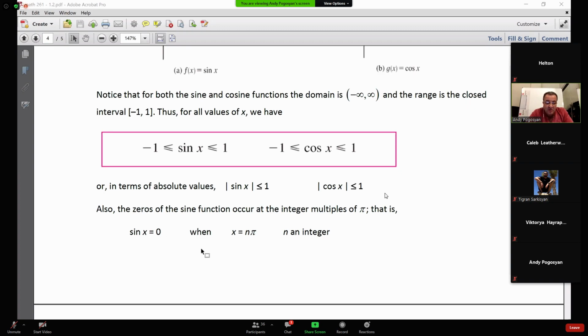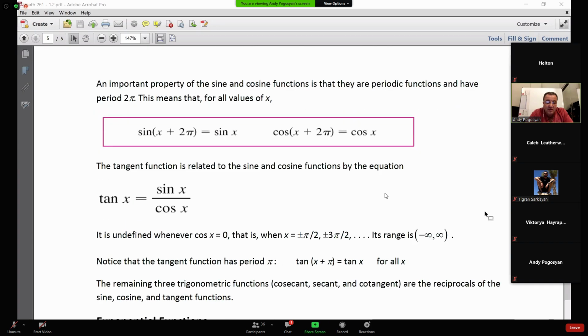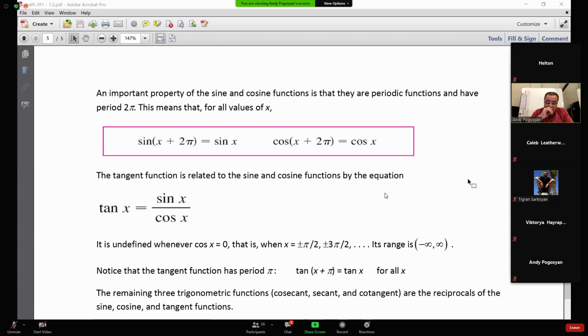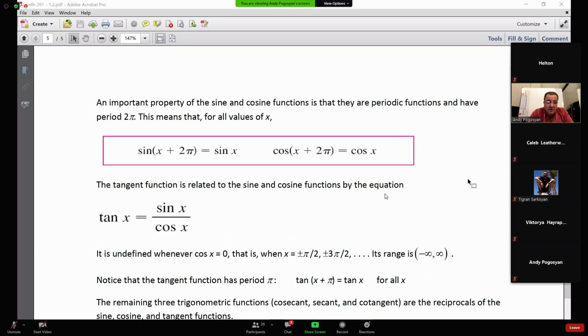So sine x equals 0 for all values x equals n pi, n an integer. Cosine x becomes 0 for pi over 2, 3 pi over 2, so plus or minus pi over 2, plus or minus 3 pi over 2. So you can write n times pi over 2 as long as n is an odd integer. Now, periodicity. So sine of x plus 2 pi is sine x, cosine of x plus 2 pi is cosine x.